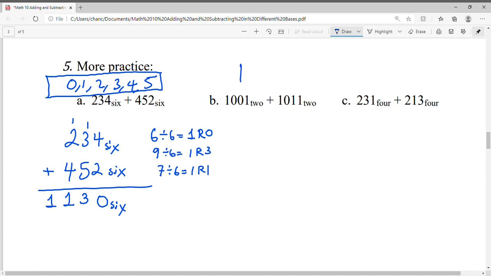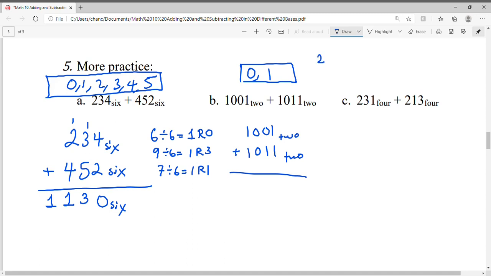For part B, I only have 2 symbols, 0 and a 1. So let's stack these numbers up. 1, 0, 0, 1, base 2, and 1, 0, 1, 1, base 2. And now let's add. 1 plus 1 is 2, but 2 does not exist in base 2. 2 divided by 2 gives me 1, remainder 0.